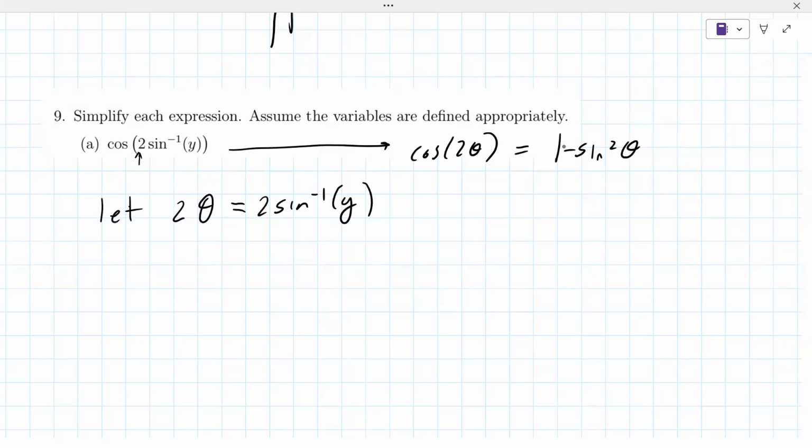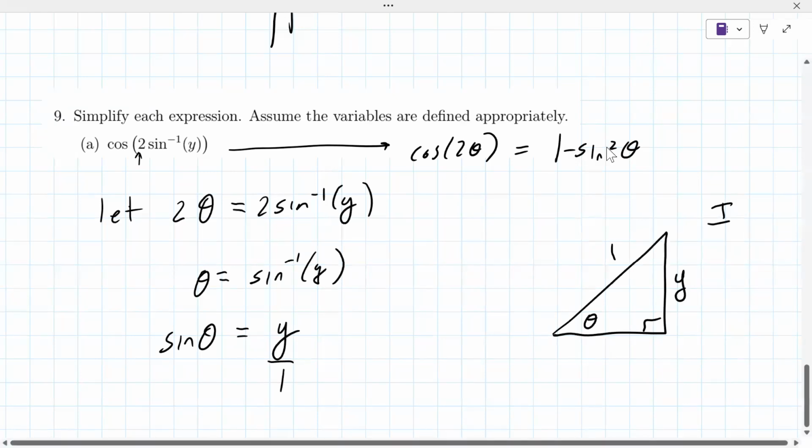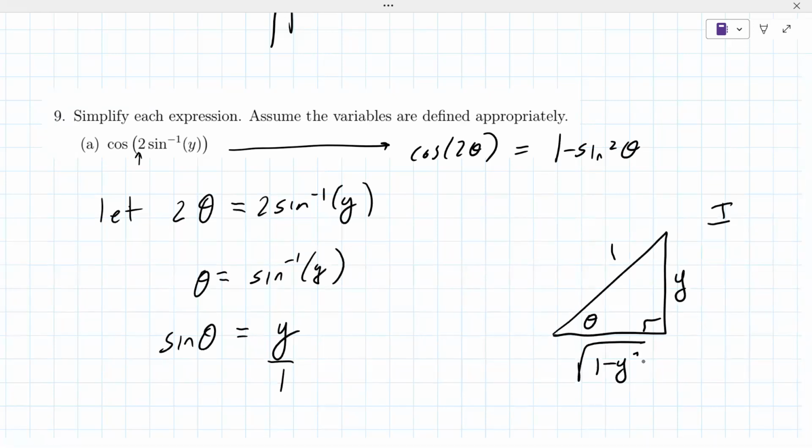So the reason you do this substitution is that the 2's cancel and you get theta equals sine inverse of y. You take the sine of both sides: sine of theta equals y, or y over 1. You draw your triangle, always in the first quadrant. That's y and 1. And another reason to use 1 minus sine squared for the double angle formula is that you don't have to even find the third side. But if you did, it's this right here.